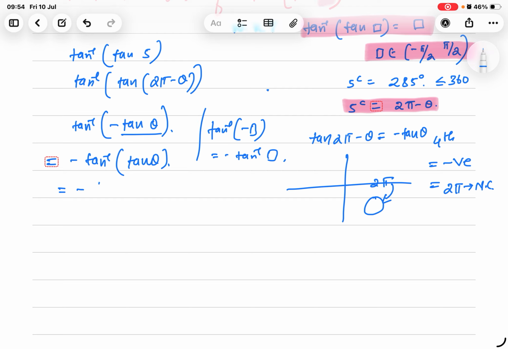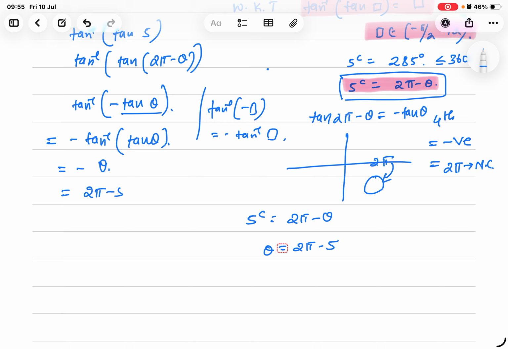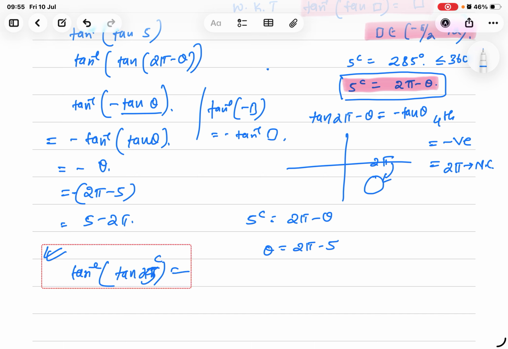Now theta is between minus pi by 2 and pi by 2. Now what is the value of theta? Here 5 radian is equal to 2 pi minus theta, then theta is equal to 2 pi minus 5, then with the negative sign it is 5 minus 2 pi. Hence the answer of tan inverse of tan 5 radian is 5 minus 2 pi. This is for 5 radian. Clear? Thank you.